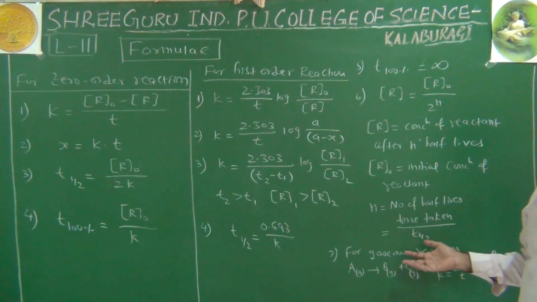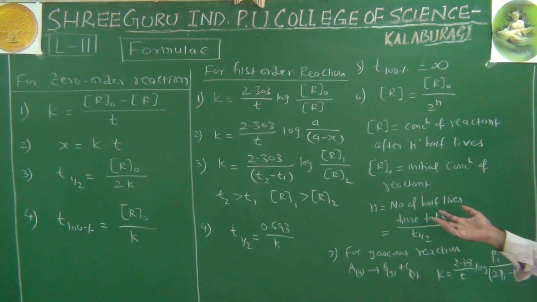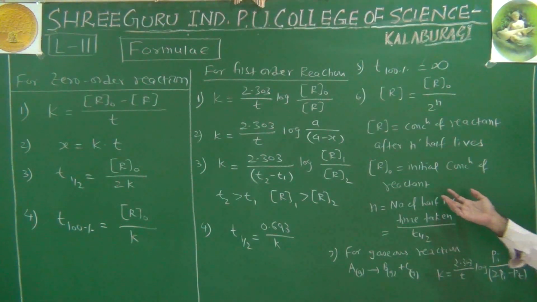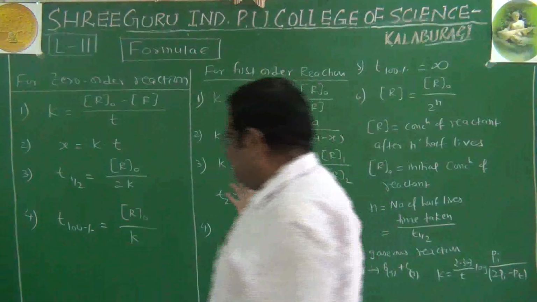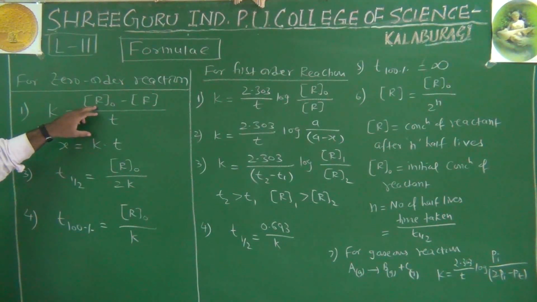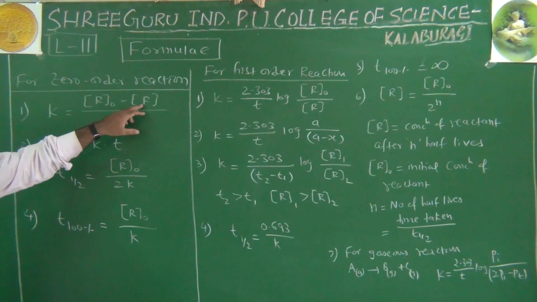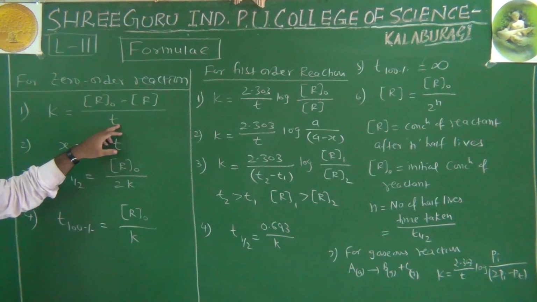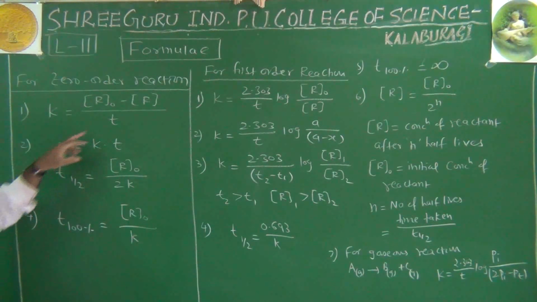I have already written these formulas because we have studied them in the last two classes, so I will not derive them once again. For a zero order reaction, the rate constant K equals the initial molar concentration of reactant at time t equals 0, minus the molar concentration of reactant at time t, divided by t, which is the time duration for which this reaction is carried out.